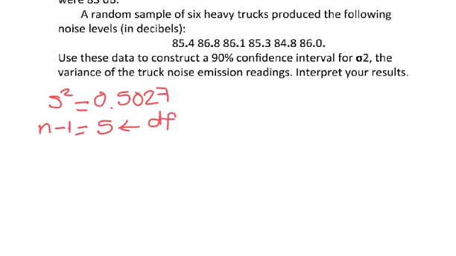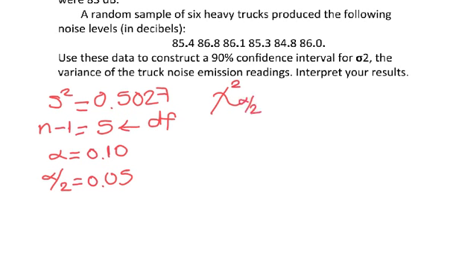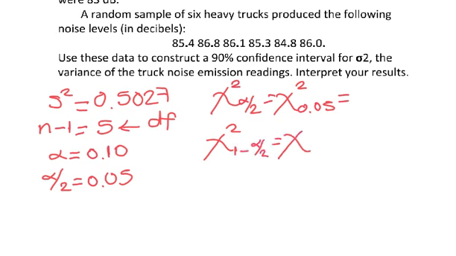We have alpha that is 0.1, so we want alpha half to be 0.05. So let's take a look at the two values that we need. Actually, we need this value, that is alpha half. So we need the value for 0.05. But we also need another value that is 1 minus alpha half. So this would be chi squared of 0.95.